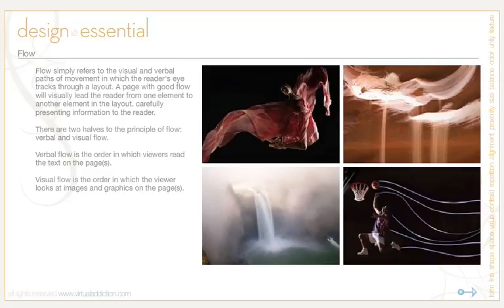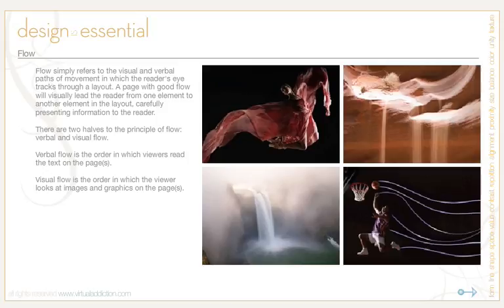The next principle we're going to be looking at is flow. Flow simply refers to the visual and verbal passive movement in which the reader's eye tracks through a page, pages, or online designs such as banners or web pages. A layout with good flow will usually visually lead the reader from one element to another, and it'll carefully present information to the reader. Planning flow into your document, whether it's a static page or a motion design document like a web page, allows you to better control the order in which your reader reads the points in your message.